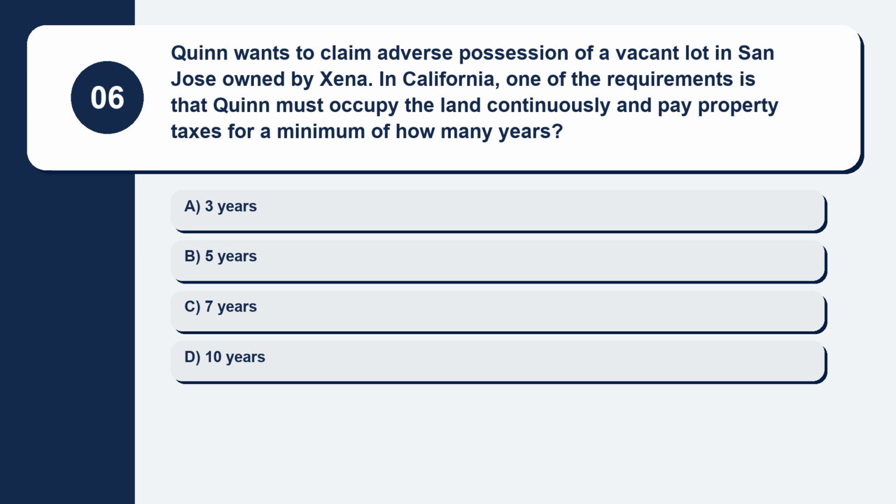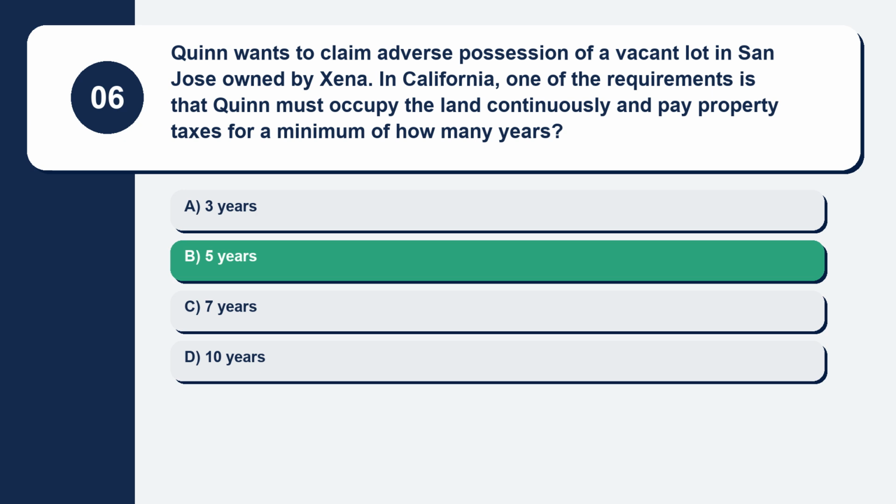Question 6. Quinn wants to claim adverse possession of a vacant lot in San Jose owned by Zena. In California, one of the requirements is that Quinn must occupy the land continuously and pay property taxes for a minimum of how many years? Here are your options. Option A, 3 years. Option B, 5 years. Option C, 7 years. Option D, 10 years. The correct answer is option B, 5 years.